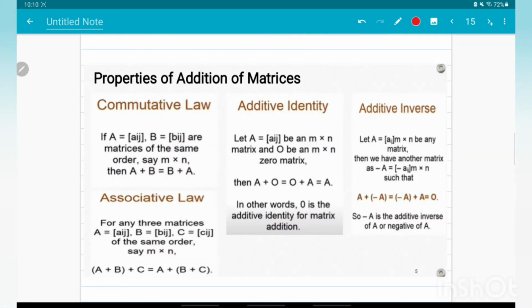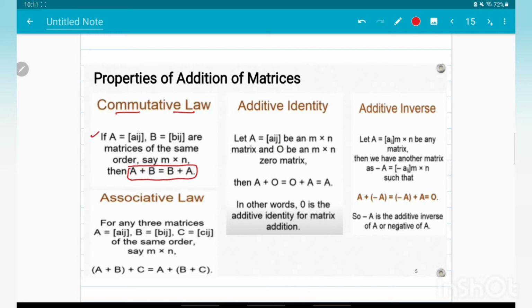Now let us see what are some of the properties of the addition of matrices. So the first one is commutative law. As you have read in your earlier classes also, suppose there are two matrices A and B. Now the addition of matrix A plus B will be equal to B plus A. So if you add them in any order, in case of addition it will be same. That is what is written in the statement also.